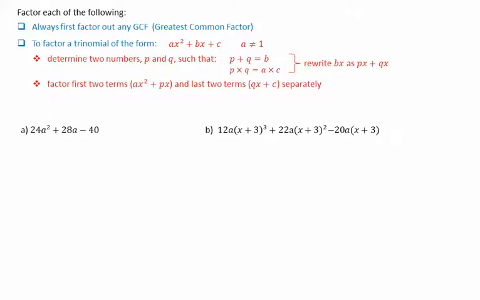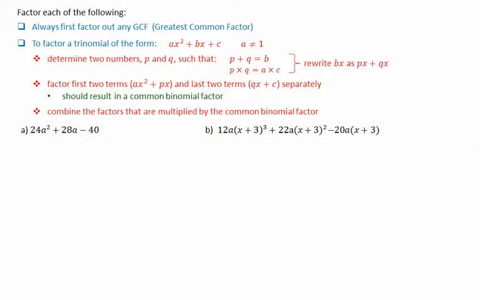We'll then first factor the first two terms, ax squared plus px, and the last two terms, qx plus c, separately. This should result in a common binomial factor. We'll then combine the factors that are multiplied by the common binomial factor.